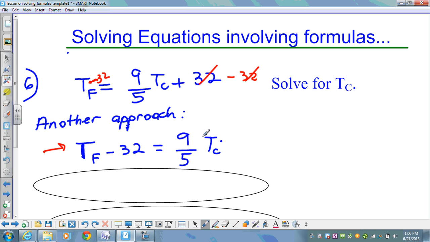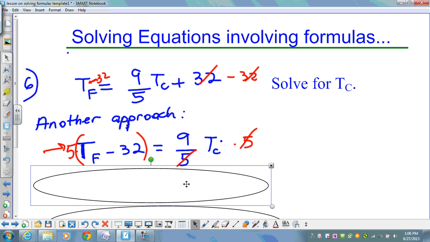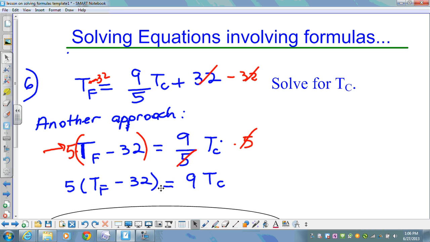At this point, you could multiply both sides by 5. So let's multiply both sides by 5 here. The whole quantity on the left-hand side needs to be multiplied by 5, and the 5's on the right-hand side cancel. If you clean up everything and rewrite this expression, we get 5 times quantity t sub f minus 32 equals 9 times t sub c.